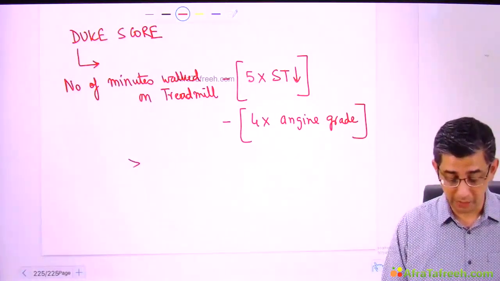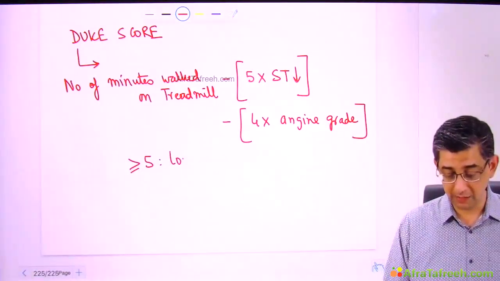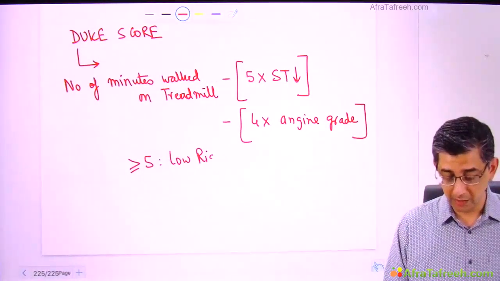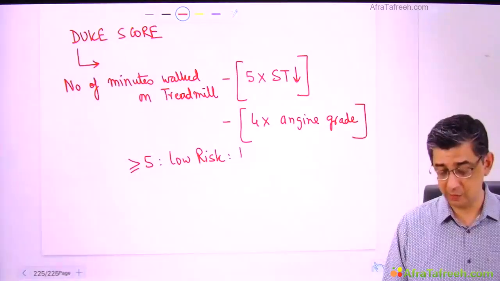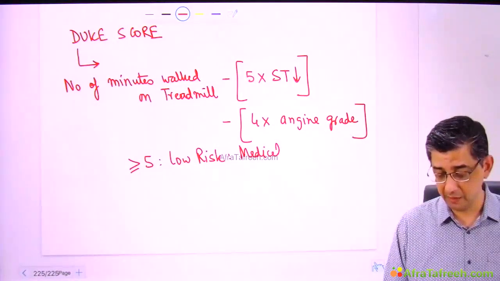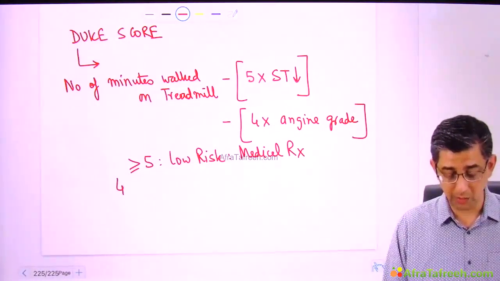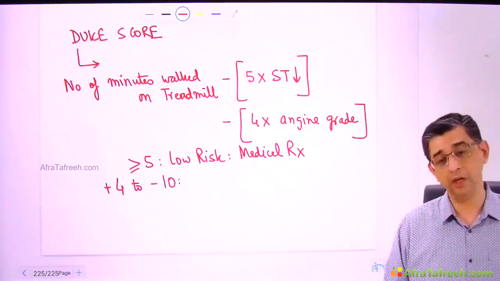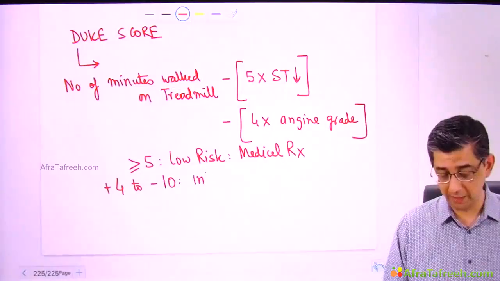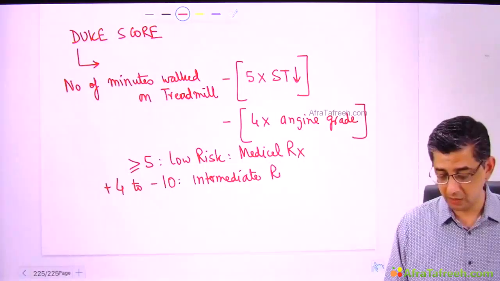Now, suppose the value comes as more than 5. Then you will say that this is a low risk patient and the chances of him dying in the next 10 years are very, very negligible. In this person, medical treatment for chronic stable angina will be advised. But if the value of Duke score comes anywhere between +4 to -10, then I will say that he's having an intermediate risk of dying because of chronic stable angina or heart disease per se.